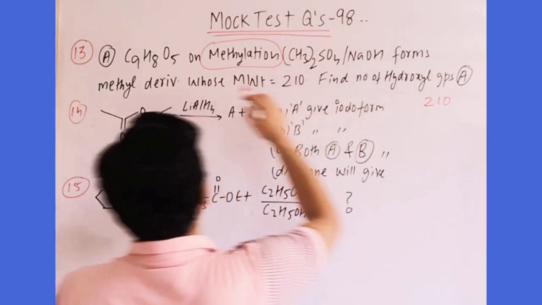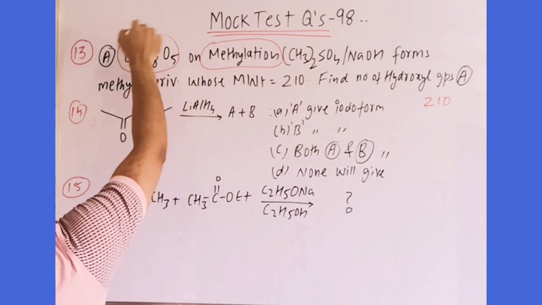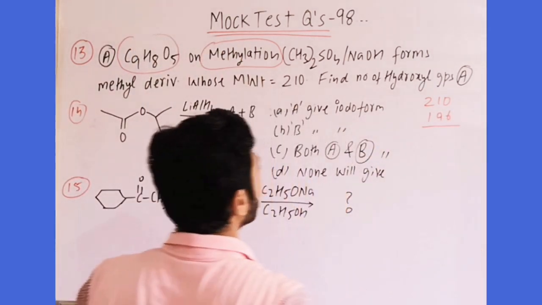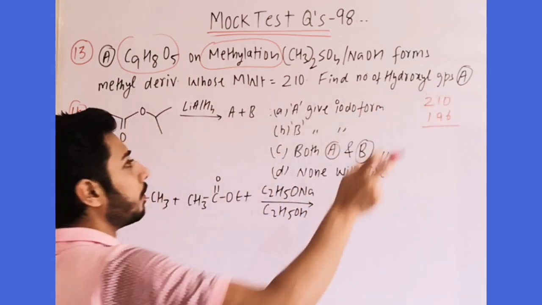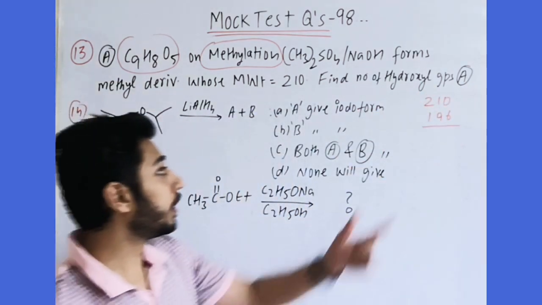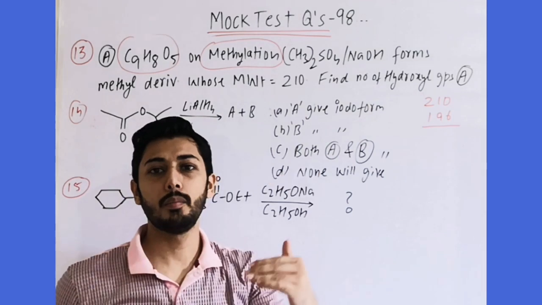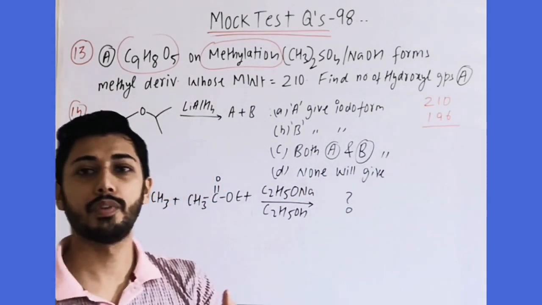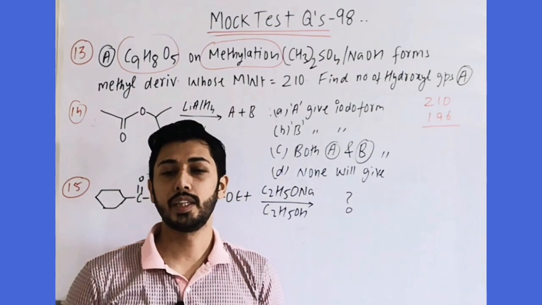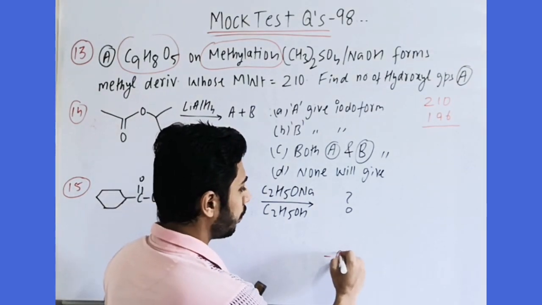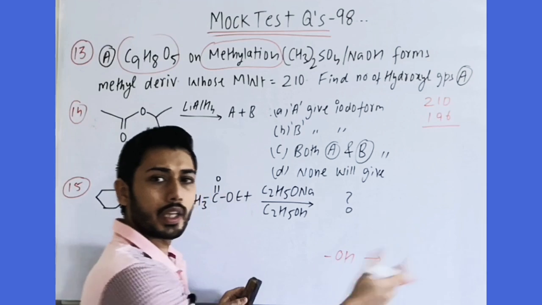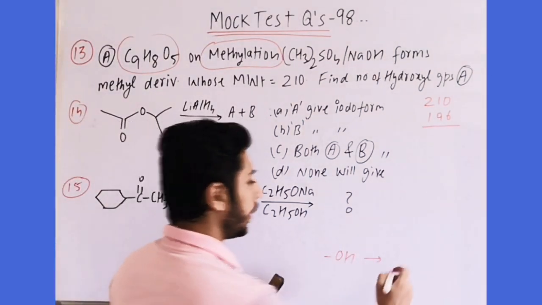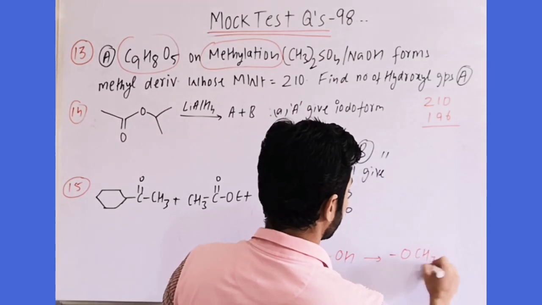Okay? What is the molecular weight of this compound? When you find it, you will get 196. So the total mass of the compound after reaction is 210, and the initial mass is 196. We know in the initial compound, when methylation is done, in place of OH, whatever number of phenols are there, we will get methylation and it forms OCH3.